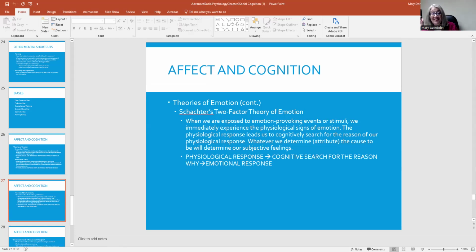Now, one of the things that I find fascinating with Schachter's two-factor theory of emotion is sometimes we'll make a misattribution. We will think that our physiological response is due to one thing when really it's due to something else. And so we'll have a feeling, an emotion that we'll experience that doesn't completely align with what really created the physiological response. So there's a pretty famous study.